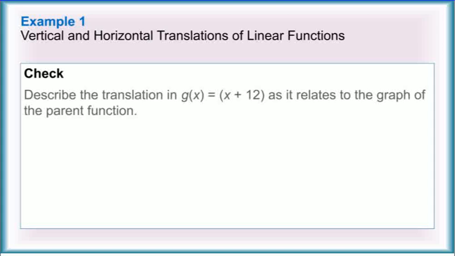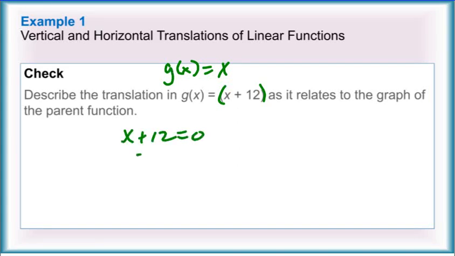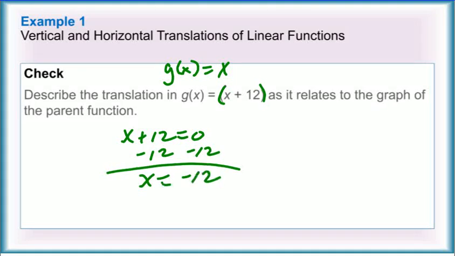Next, describe the translation in g of x equaling (x plus 12) and how it relates to the graph of the parent function. Again, the parent function would be g of x equaling x. Since this is in parentheses, I know it's moving right or left. I'm going to set that equal to 0 and solve. So I'm going to subtract 12. I would have x equaling negative 12. Negative 12 is to the left of 0, so I would go left 12.